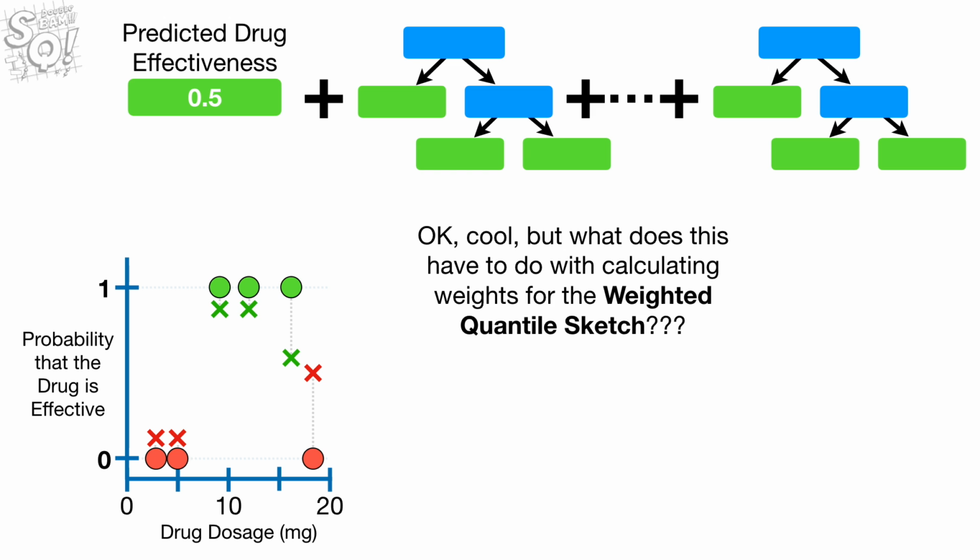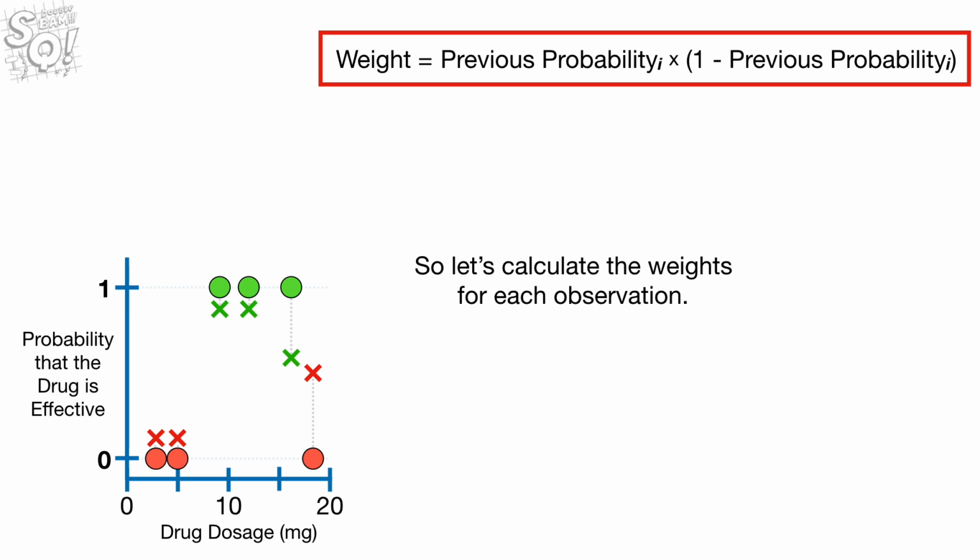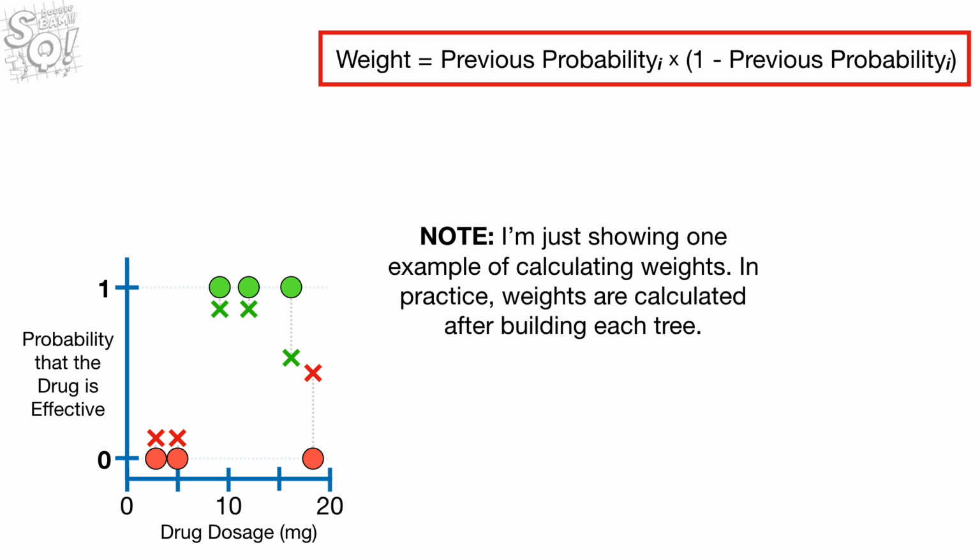Okay, cool. But what does this have to do with calculating the weights for the Weighted Quantile Sketch? When using XGBoost for classification, the weights for the Weighted Quantile Sketch are calculated from the previously predicted probabilities. So let's calculate the weights for each observation. Note, I'm just showing one example of calculating weights. In practice, weights are calculated after building each tree.